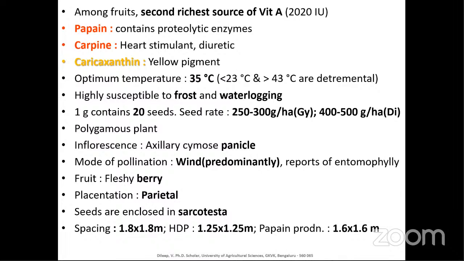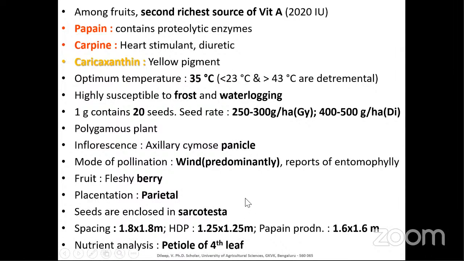The usually adopted spacing is 1.8 into 1.8 meter, and for HDP, that is for Pusa Nana or Pusa Dwarf, it is 1.25 into 1.25 meter. For papain production, the spacing employed is 1.6 into 1.6 meter. If there is a general question, you have to write 1.8 into 1.8. For HDP specifically, you have to write 1.25 into 1.25.